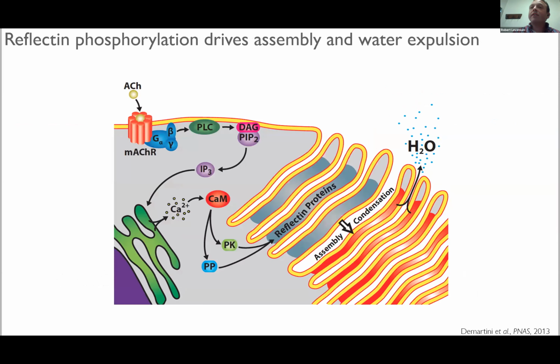Now, this iridescence is regulated in loliginid squids, and this is done through an acetylcholine-based pathway. Acetylcholine binds to a muscarinic acetylcholine receptor, activating a kinase that phosphorylates these reflectins, driving condensation and the emergence of tunable iridescence. Importantly, this is accompanied with water expulsion from the cell that further increases the density of these reflectin lamellae and changes the spacing.